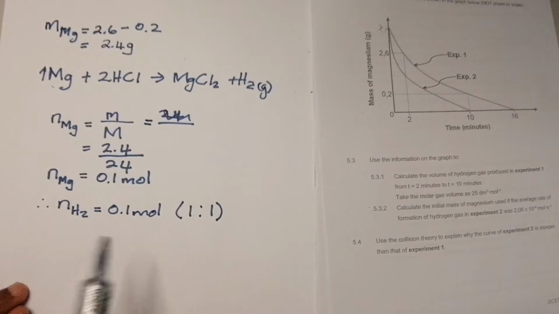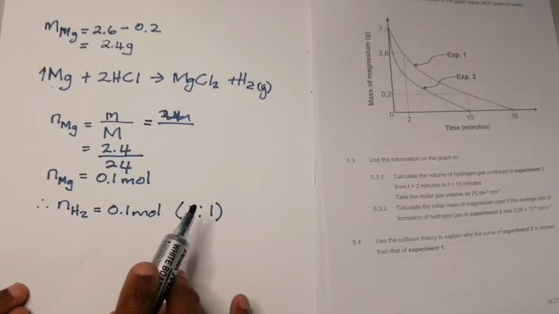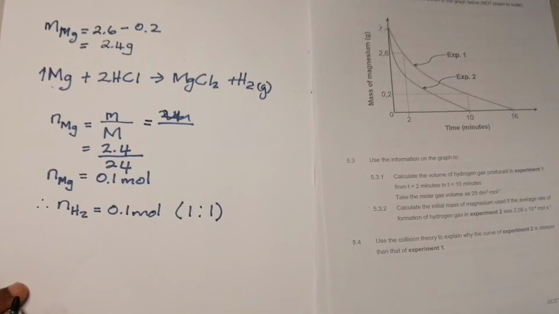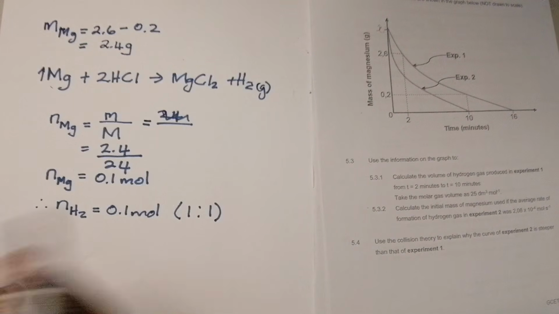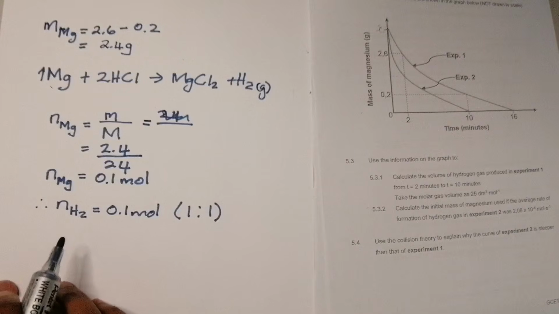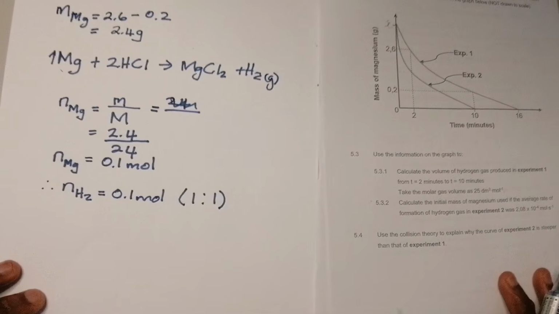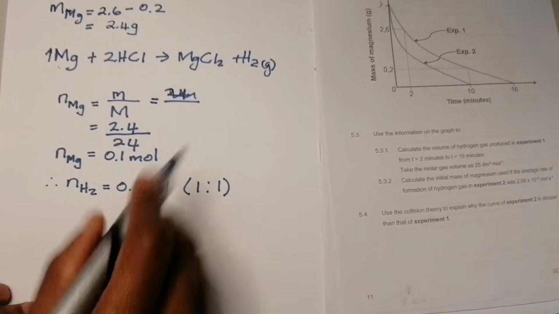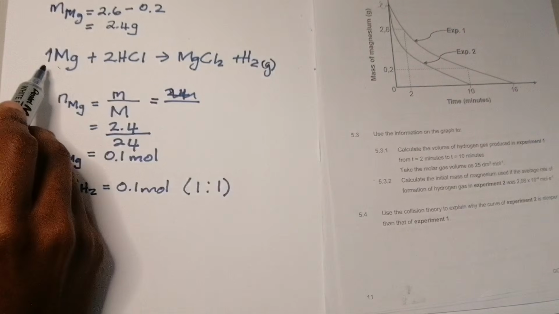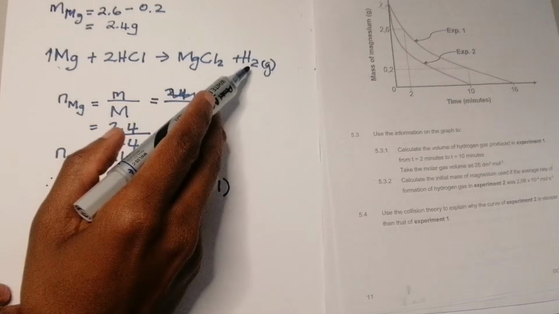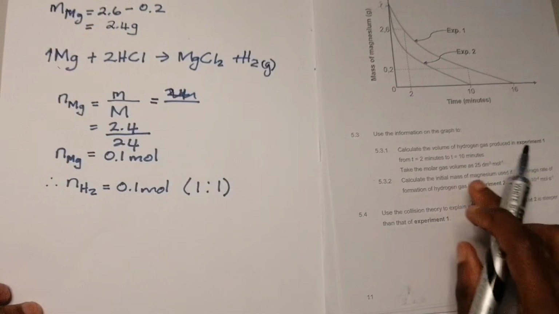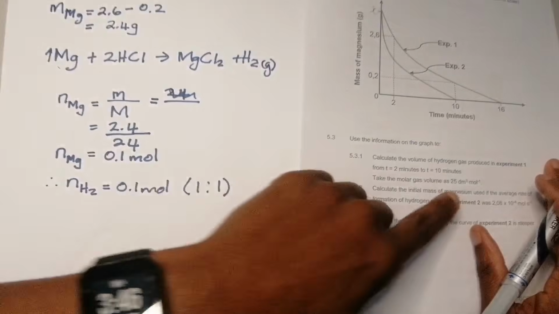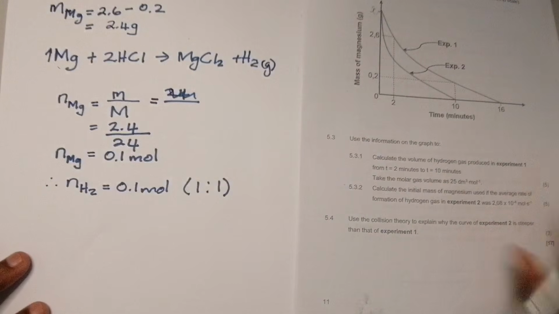And remember, ladies and gents, you can only do this once you've got the number of moles. With gases, I suppose you can also do it with volume, but we'll talk about that another time. Right, so now we've got the number of moles of hydrogen. They told us that the molar gas volume is 25 cubic decimeters per mole.